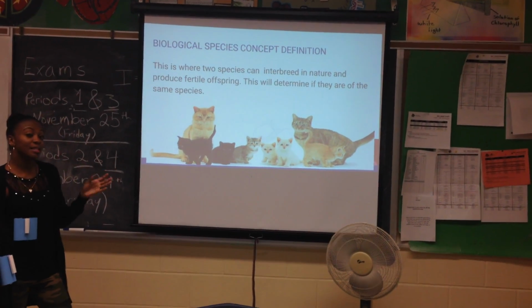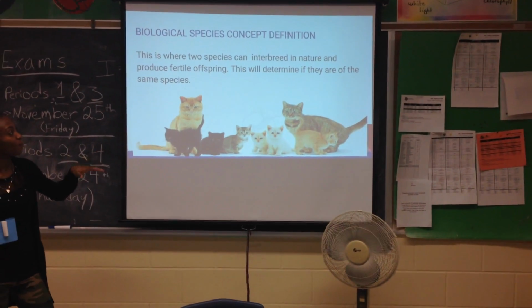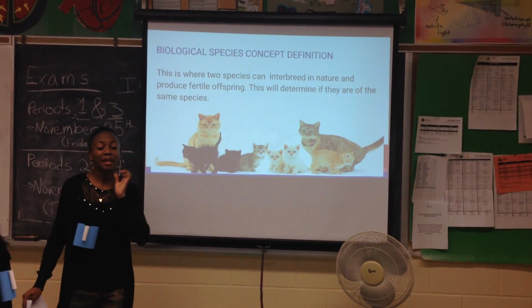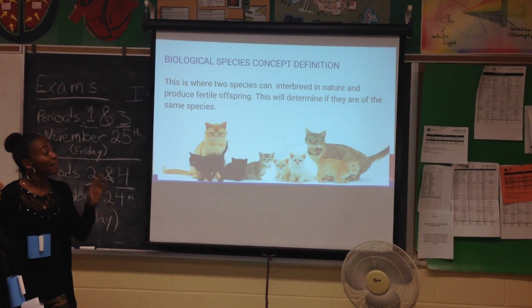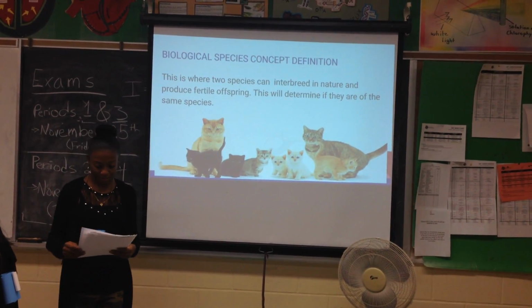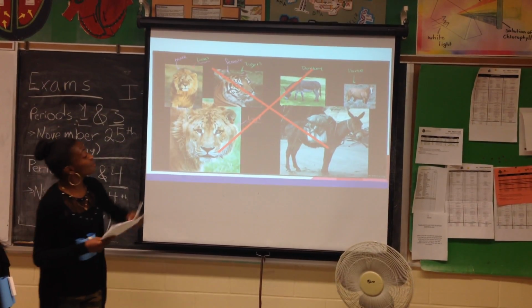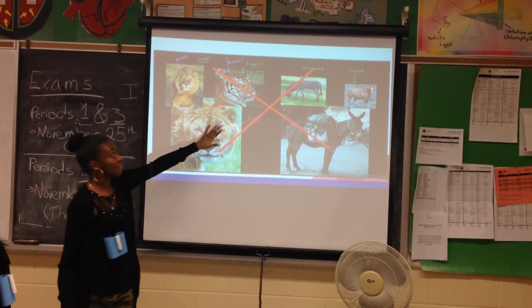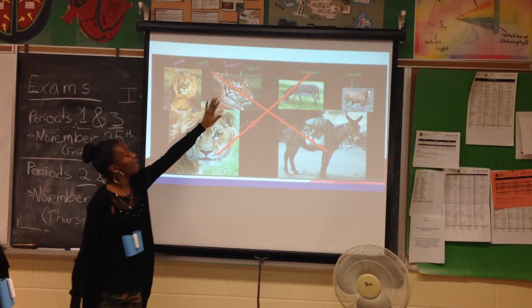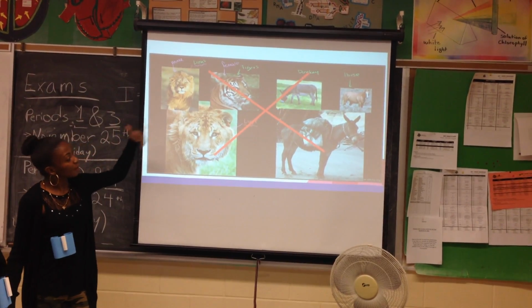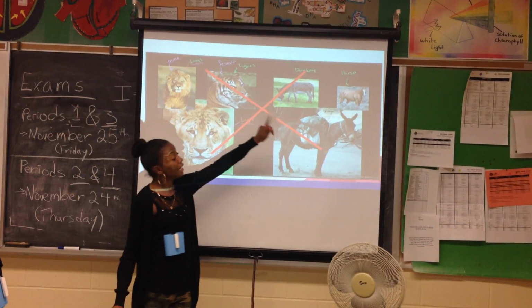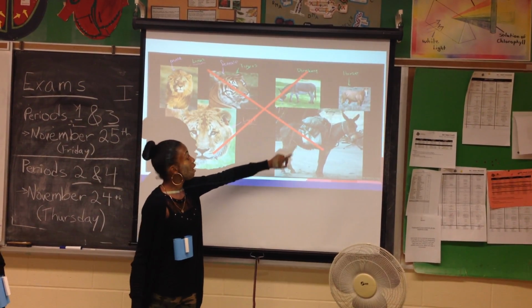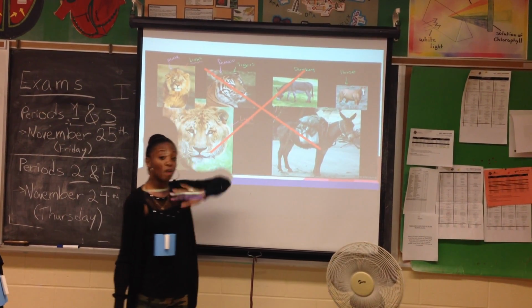The next concept is the biological species concept. This is where two species can interbreed in nature to produce fertile offspring. This will determine the type of species it is. This is not an example of a biological species because when a lion and a tiger mate, they produce a liger, which does not produce offspring. And when a donkey and a horse mate, they produce mules, and they do not produce offspring.